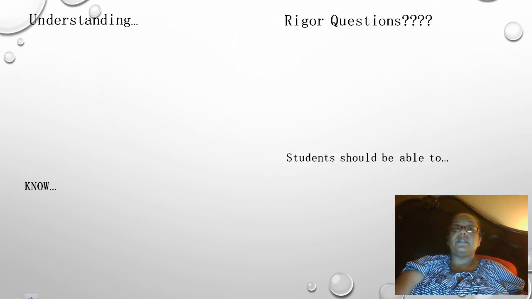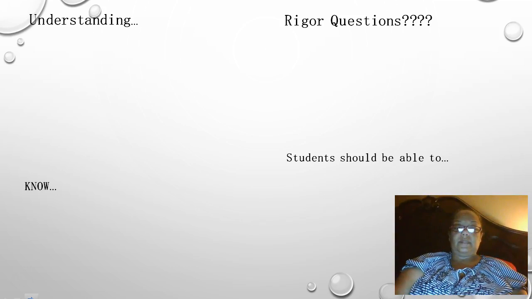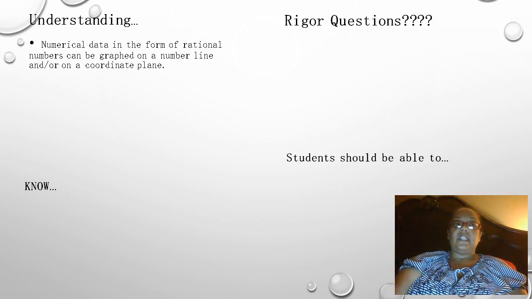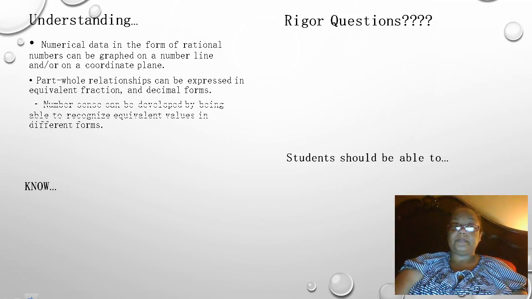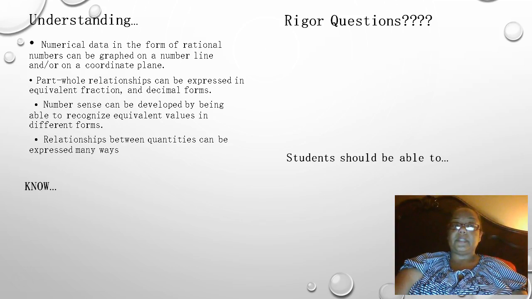Understanding. This part is what we want our students to understand. What is the reason behind the TEKS that we're teaching? So they can learn numerical data in the form of rational numbers can be graphed on a number line and or on a coordinate plane. Part-to-whole relationships can be expressed in equivalent fractions and decimal forms. Number sense can be developed by being able to recognize equivalent values in different forms. Rational relationships between quantities can be expressed in many ways.